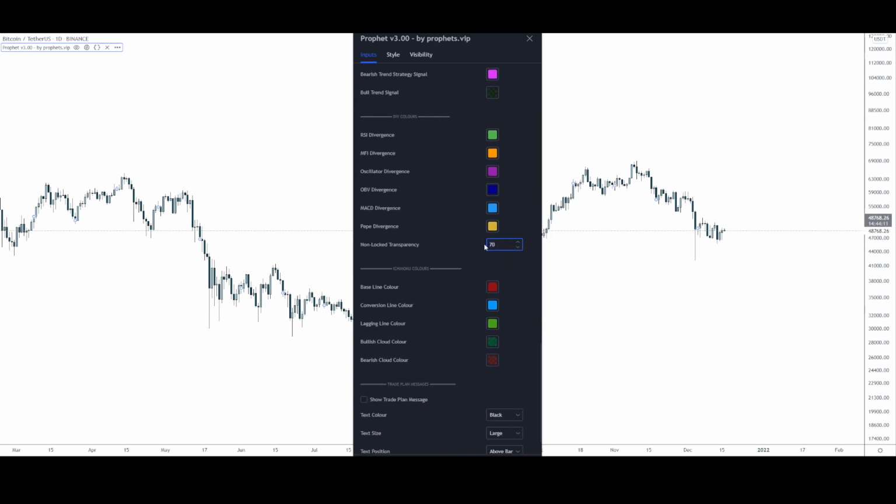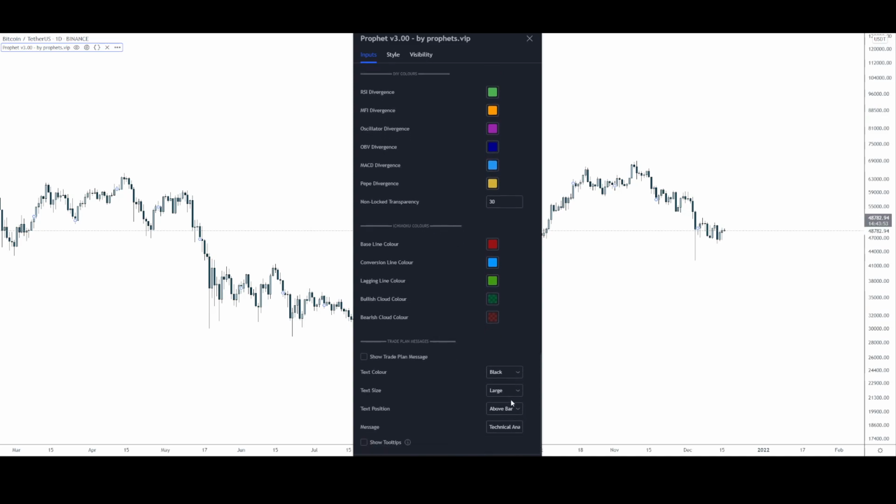The transparency of the divergence that might lock in. So say for instance you've got a golden Pepe forming, and you've got the transparency set to, say, 30, so it's not in your face, and it's a really light gold icon just sitting here, but it hasn't locked in yet. That's a good way to be like, hey, look, there's one flashing on a daily time frame. Maybe it's time to pay attention.